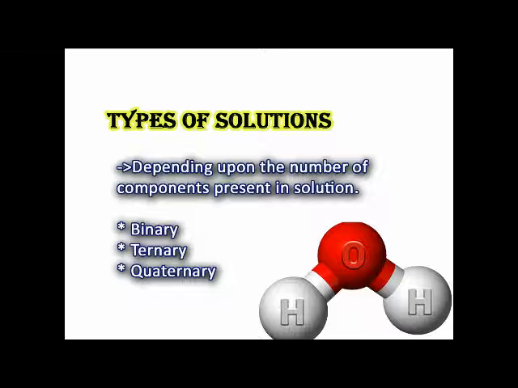Next, ternary solution. So here one solute and two solvents, or two solutes and one solvent means the number of components is 3, so the type is ternary. Likewise, we can tell the types based on the number of components.